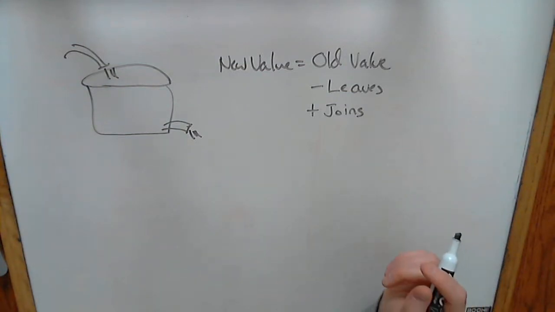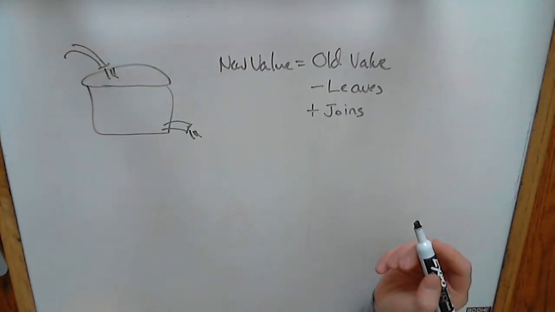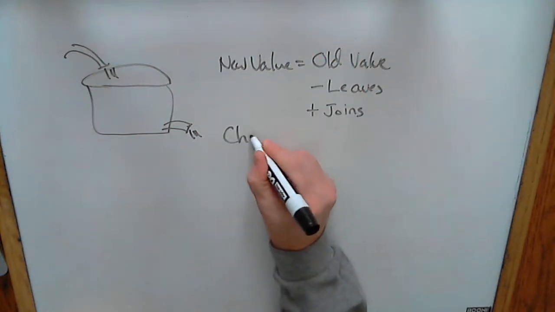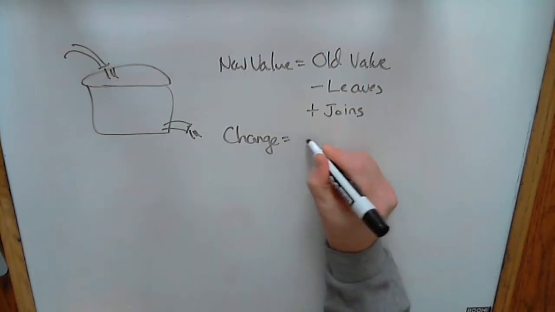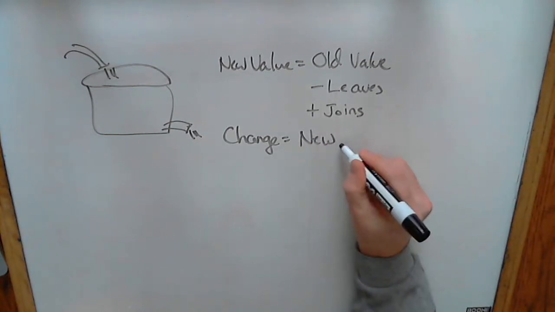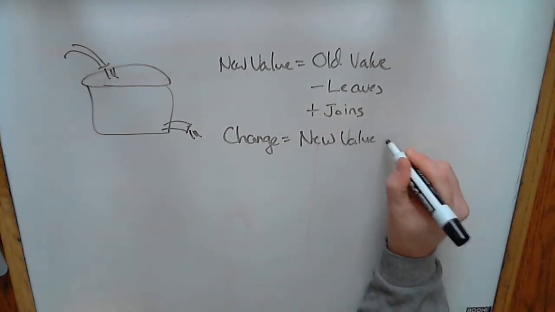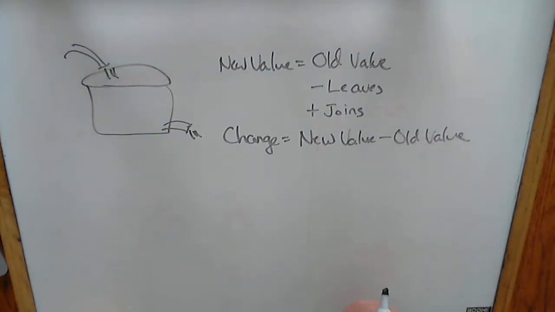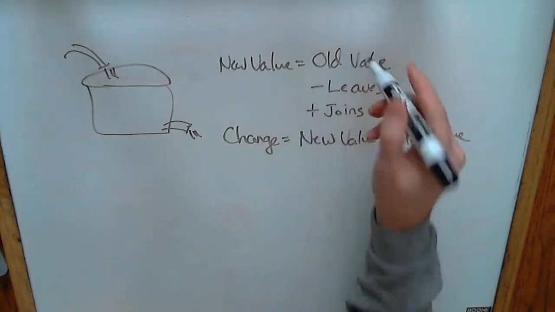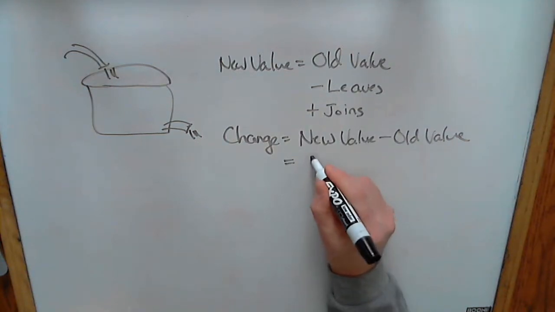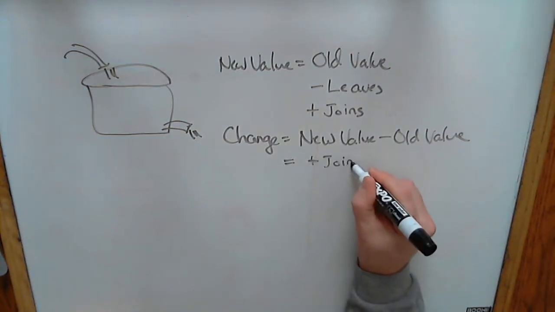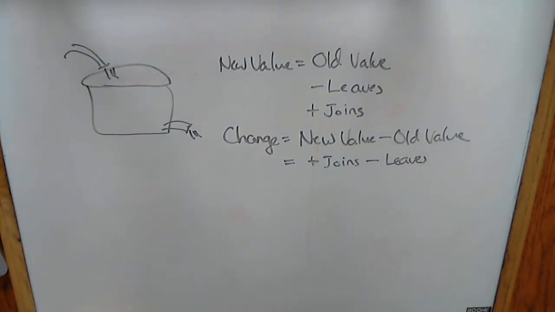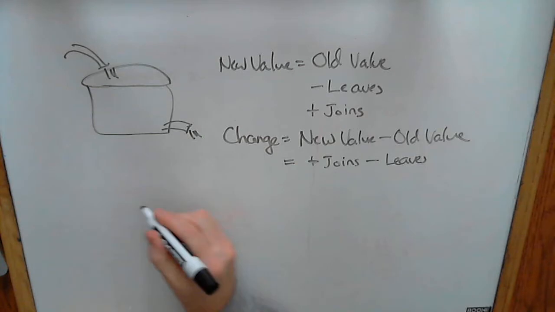So this is really closely related to what we did very early in this semester, where we had rates of change. So if I were to look at this, the change, which is equal to what I had for my new value minus my old value, my change, the new value minus the old value, is going to be equal to adding what joins and subtracting what leaves. So we had two related concepts.